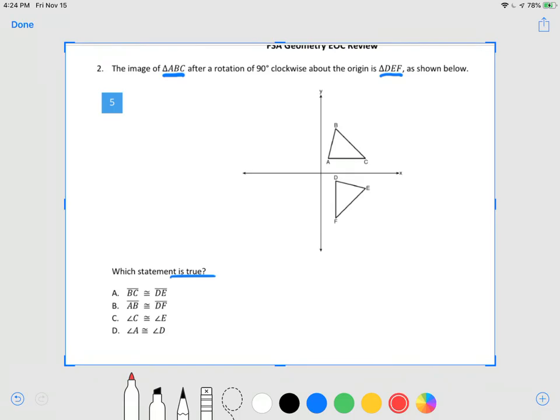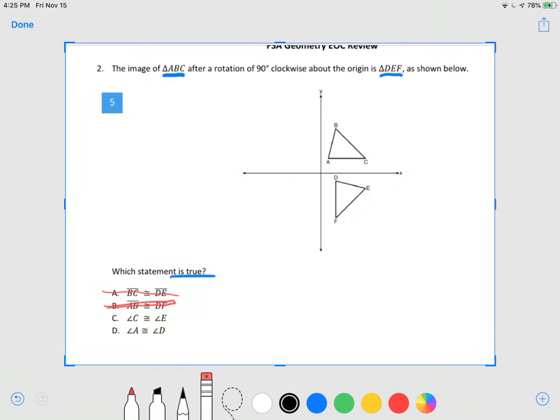Okay, so let's not even look at the picture. Let's just look at the order of the letters here. BC, should that be the same as DE? No, because BC is the last two letters, and DE is the first two letters of this one. So that doesn't work. Let's scratch this option out. AB is the same as DF. Let's see. AB is the first two once again. DF is the first and the third. So that doesn't work. Again, I'm not even looking at the triangle.